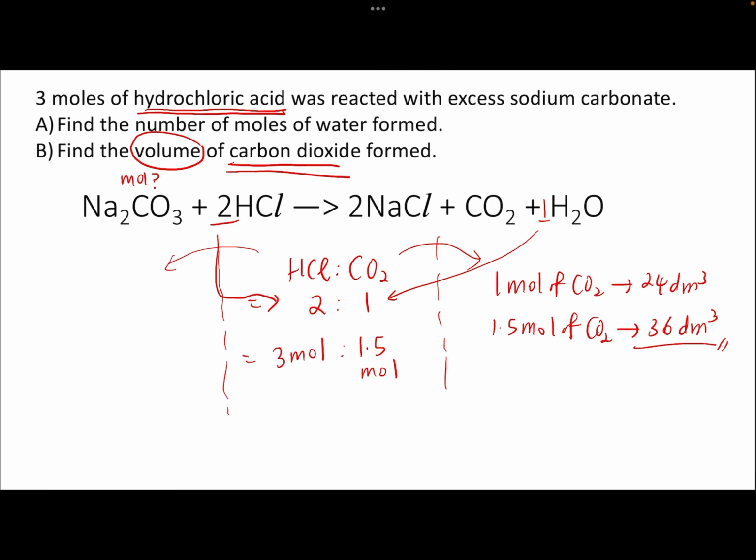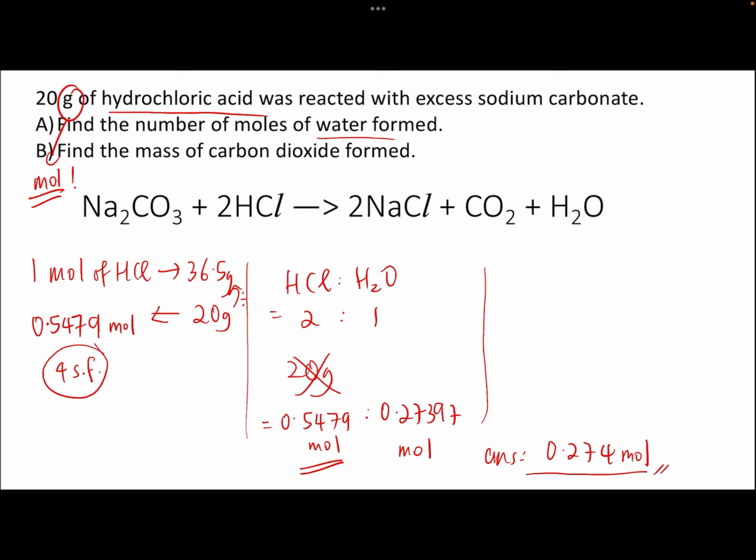So here I have to make an extra conversion. Like for the previous one, everything is in moles. Very nice. But sometimes the question gives you something extra to work on. That something extra is to just convert the gram into mole.